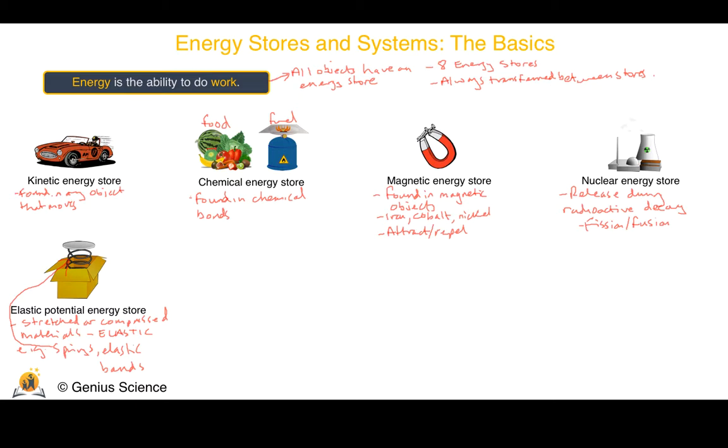Next, we have the electrostatic energy store, found in electric charges, positive or negative, that are attracting or repelling. It is protons that are positively charged and electrons that are negatively charged. And when atoms lose or gain electrons, they can form ions, charged particles.